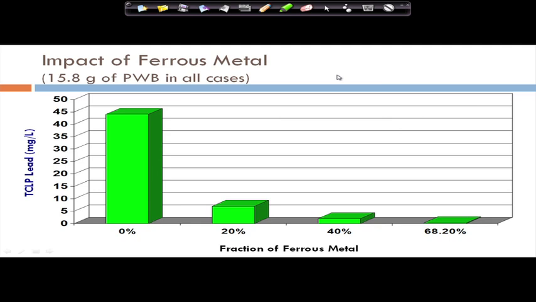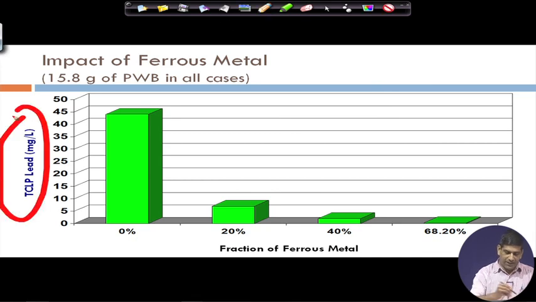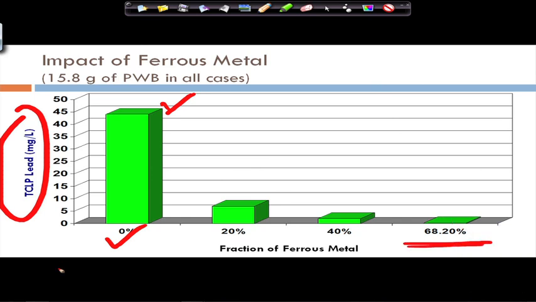So, impact of ferrous, that's what I would say. If the ferrous is present, if you have increased the ferrous concentration, as you can see over here, the y-axis is not in log scale. It's a normal scale, again expressed in milligrams per liter. So lead in milligrams per liter: if there is no iron present, we get close to 45. But with 20% of iron, it comes down to something between 5 and 10, with 40%, even lower. If you have 68.2% of iron present, that goes very close to zero.